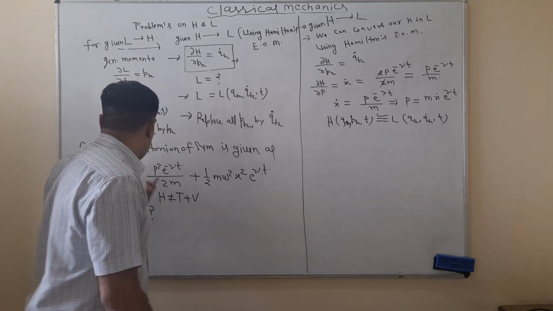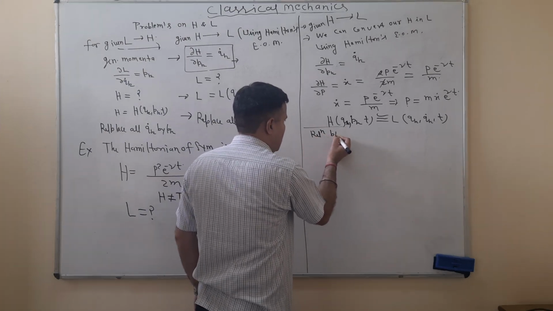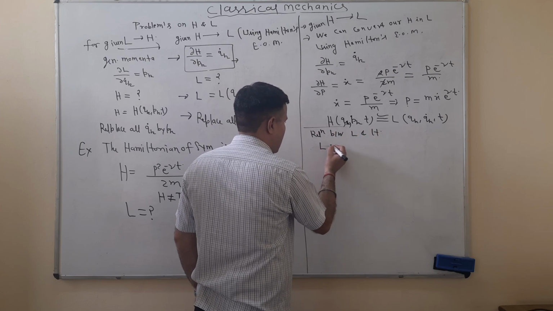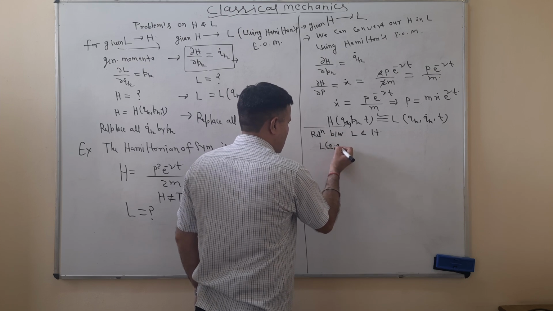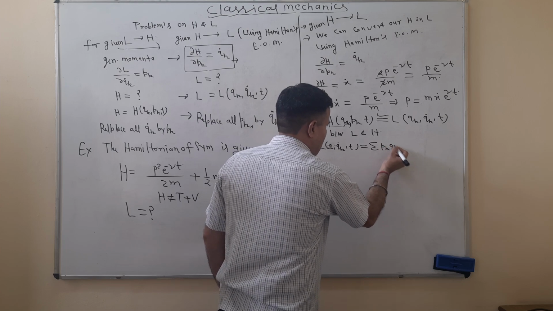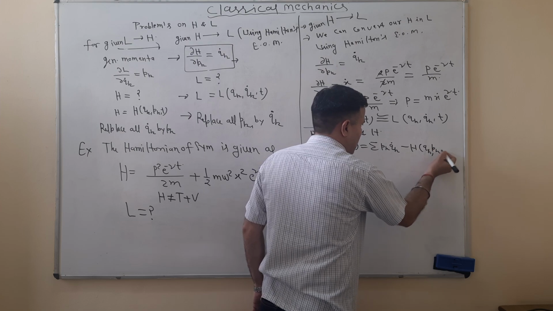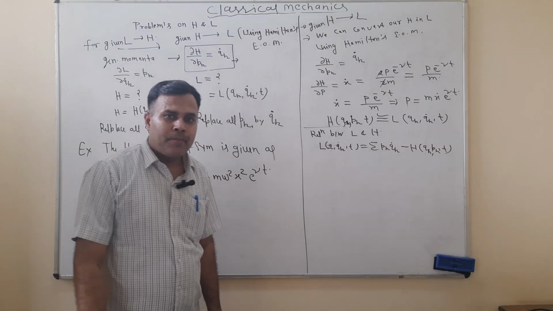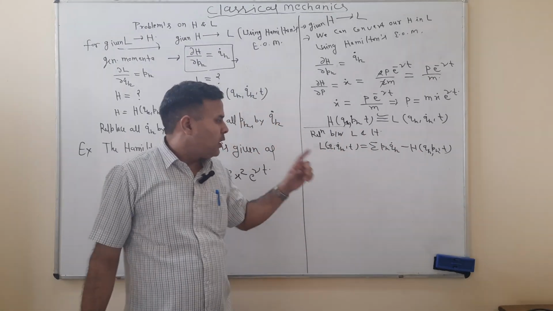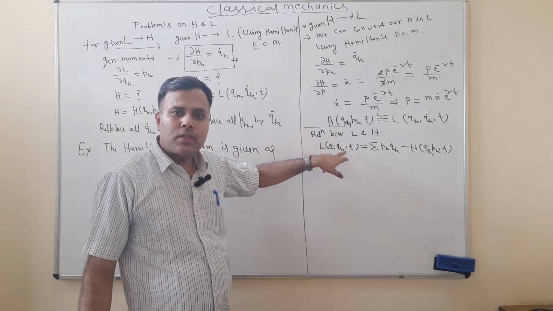Now what else do we have? We have a relation between L and H. So L(q, q̇, t) is equal to p_k q̇_k minus H(q_k, p_k, t). So using this relation we can convert L into H and H into L. In this case we will convert our H into L, which is a function of generalized coordinate, generalized velocity and time.